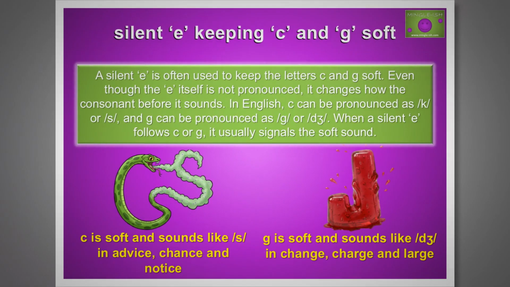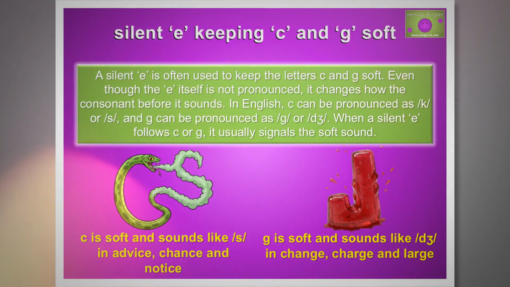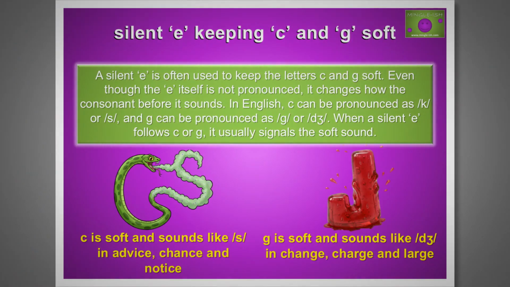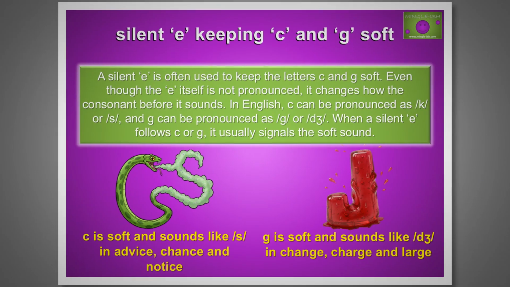A silent E is often used to keep the letters C and G soft. Even though the E itself is not pronounced, it changes how the consonant before it sounds. In English, C can be pronounced as K or S, and G can be pronounced as G or J. When a silent E follows C or G, it usually signals the soft sound. C is soft and sounds like S in advice, chance, and notice. G is soft and sounds like J in change, charge, and large.